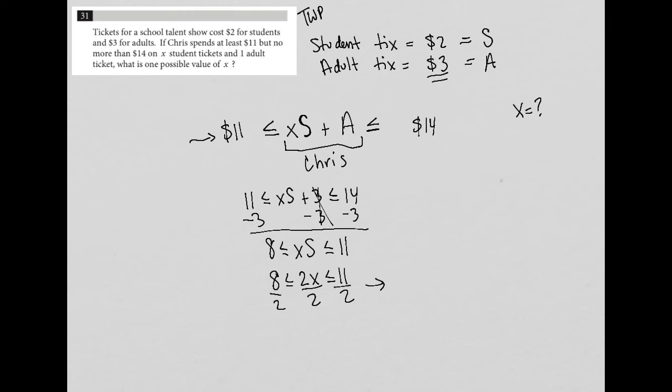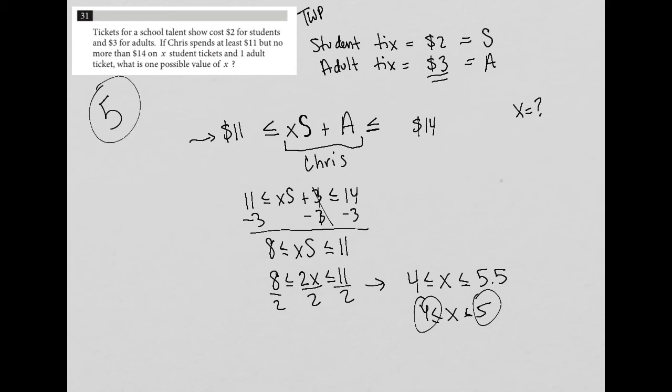So that would mean that 8 divided by 2 is 4. It's less than or equal to x, which is less than or equal to 11 divided by 2, which is 5.5. And since x represents the number of student tickets, we can't actually buy 5.5 tickets. So x is going to be between 4 and 5, which really means it's either going to be 4 or 5. So either one of those answers should be correct for you. So I'm going to go with 5 as my answer. So 5 is a good answer, but again, 4 would also work in this case.